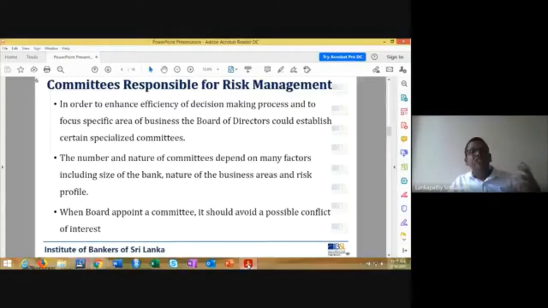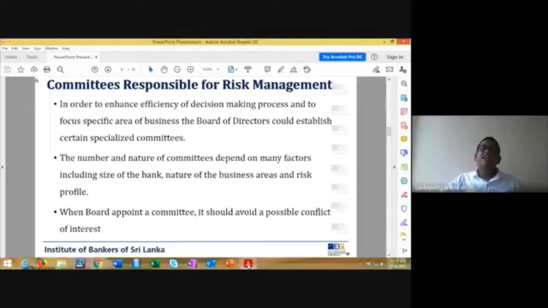And the number and nature of the committees depend on many factors, including the size of the bank, nature of the business areas, and risk profile. For example, if it's a multinational bank or financial institution with branches all over the world, then the number of committee members and their functions will be totally different from a rural bank's risk management committee, because there are very few branches and all the functions may be highly centralized. They may not have a large committee, only 2-3 members.